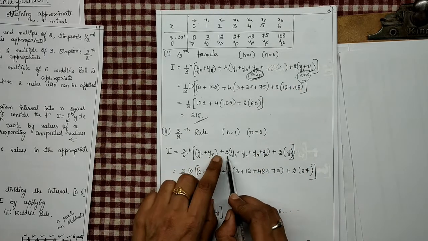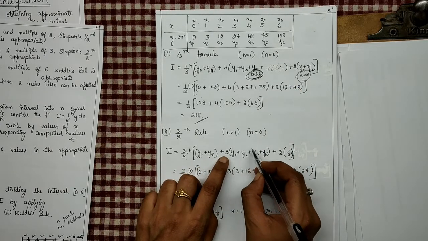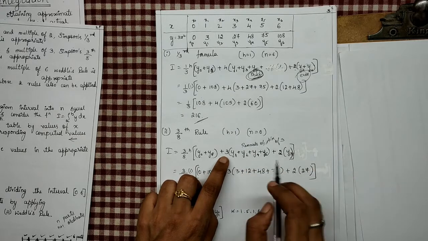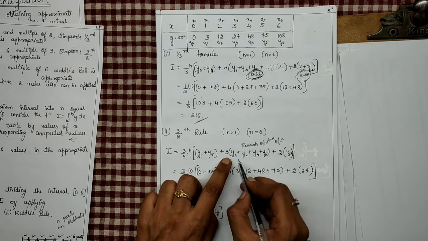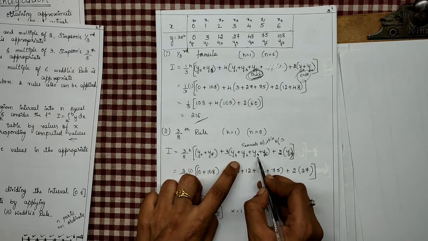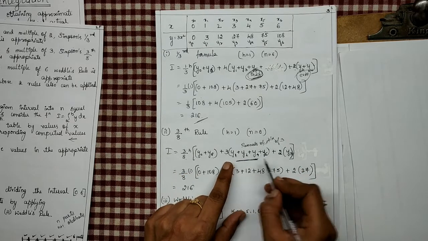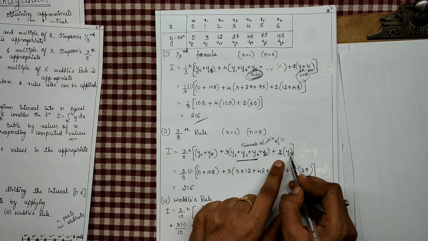y0 plus y6 plus 3 into all the terms after removal of the multiples of 3, right? This is the terms after removing the multiples of 3, whichever the terms you will get, those elements you have to write. 1, 2, 3 is not there, 4, 5, 6 is not there. All the multiples of 3 you have to remove. Okay, that we have written here. Plus 2 into all the multiples of 3 you have to write.